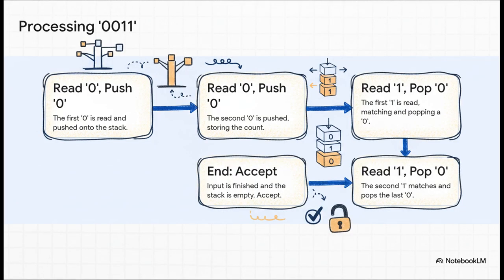Okay, so let's watch how a PDA tackles our 0011 string. It's really clever. It reads the first 0 and pushes a 0 onto its stack. Then it reads the second 0 and pushes another 0 on top. Now when it sees the first 1, its job is to match it. So it looks at the top of the stack, sees a 0, and says, "Great, a match," and pops it off. It sees the second 1, does the exact same thing, pops the last 0 off, and now the input string is finished, the stack is empty. That means the string is accepted. It worked. The stack acted like a perfect little counter.